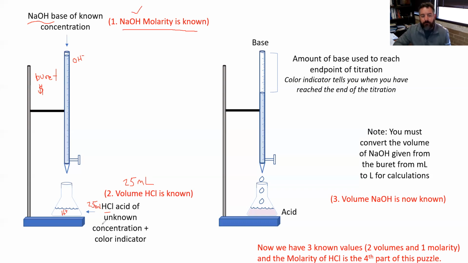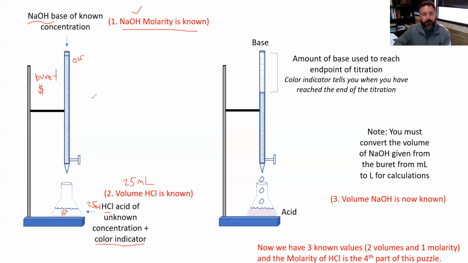Also into this flask is going to go your color indicator, and it's important that you put that in there. If you don't, you'll never know when to stop. You'll never see a pink color. Remember, the pink color tells you when you have an equal number of hydroxides to hydrogen cations.